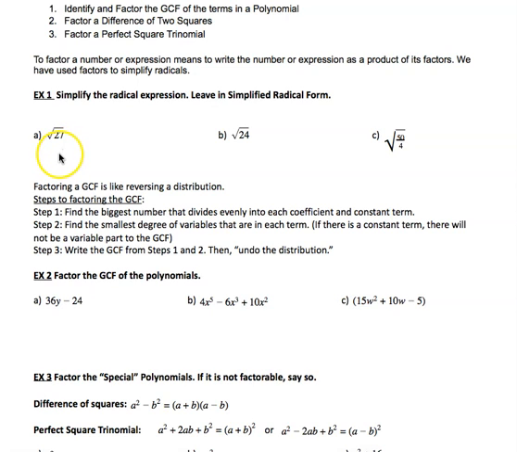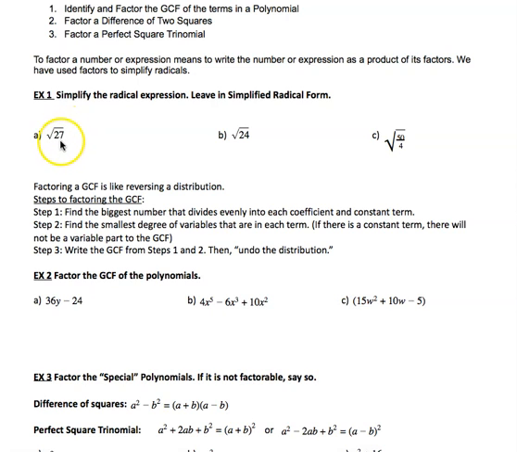So just to review this really quick, remember that you have two options. You can either choose the biggest perfect square method, or you can choose the factor tree method. So I will show you one of each with A and B, and I never care which way you choose as long as you show all your work. So biggest perfect square method, we look and we decide what is the biggest perfect square that our number is divisible by.